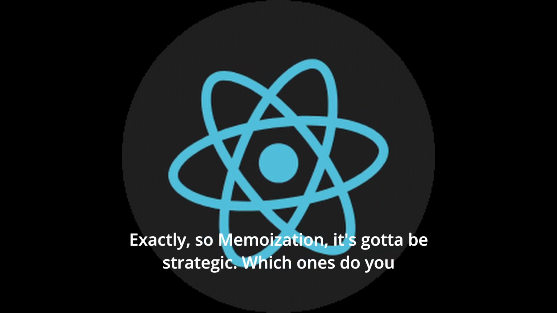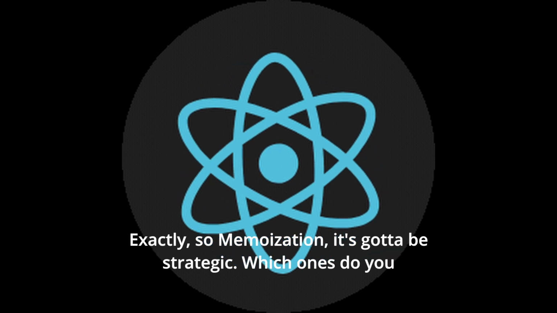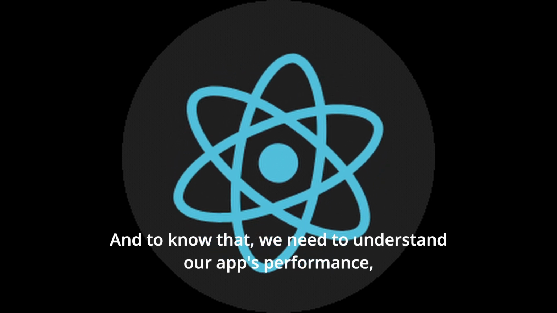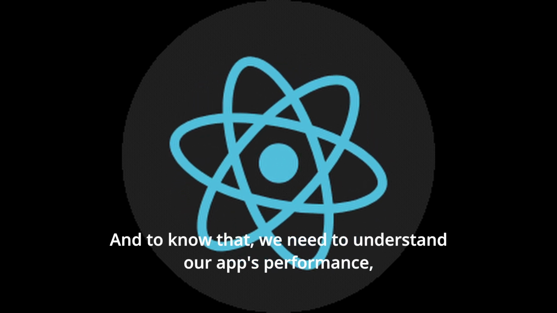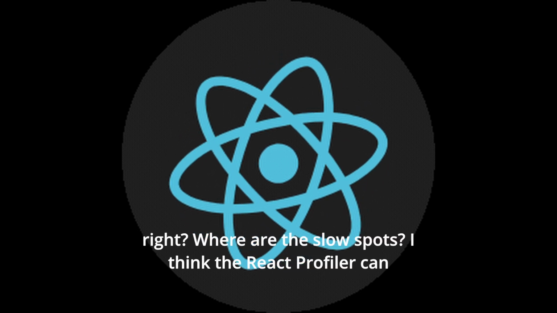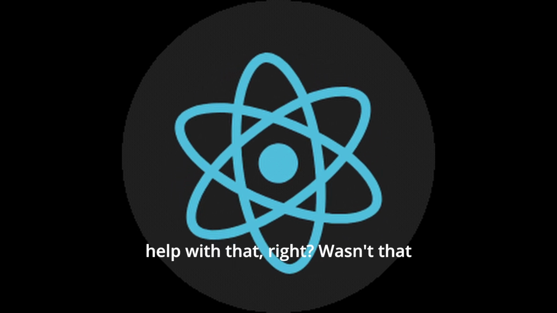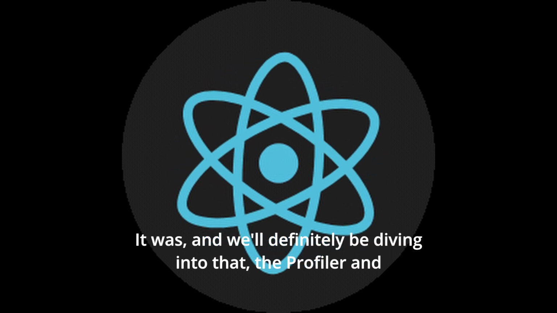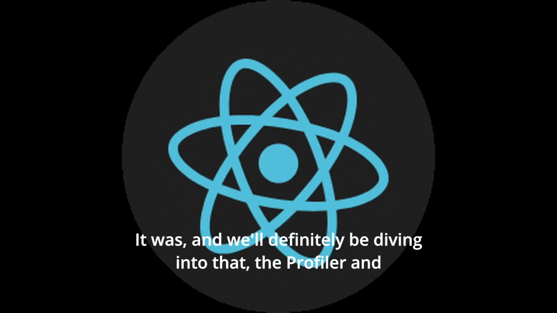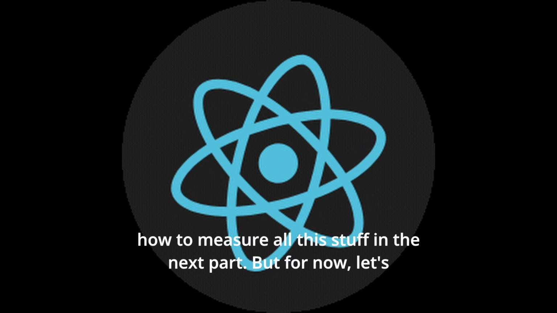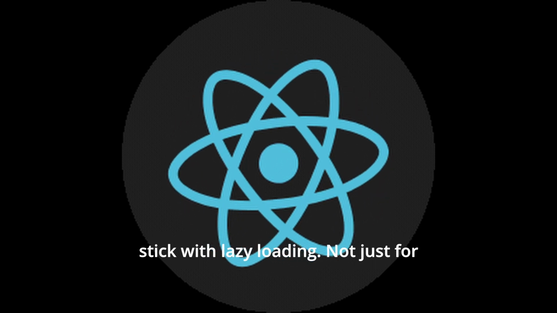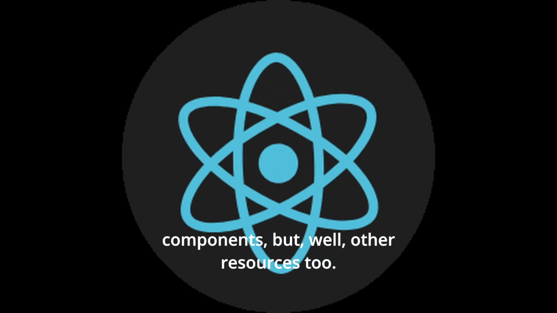Exactly. So memoization has got to be strategic. Which ones do you memoize? Which ones do you just let re-render? And to know that, we need to understand our app's performance, right? Where are the slow spots? I think the React Profiler can help with that, right? Wasn't that mentioned in our training agenda snippet? It was, and we'll definitely be diving into the profiler and how to measure all this stuff in the next part. But for now, let's stick with lazy loading, not just for components, but other resources too.